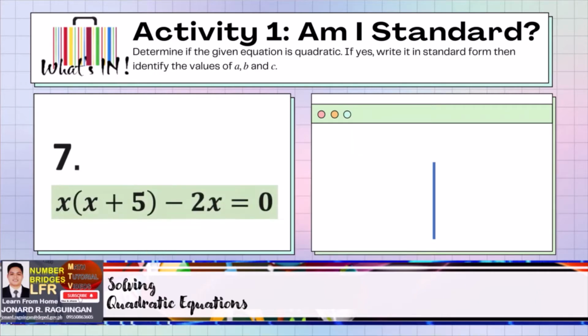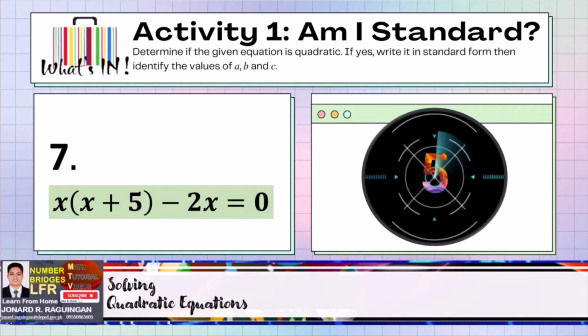For number 7, we have x times x plus 5 minus 2x is equal to 0. You have 5 seconds to answer that. Your time starts now.